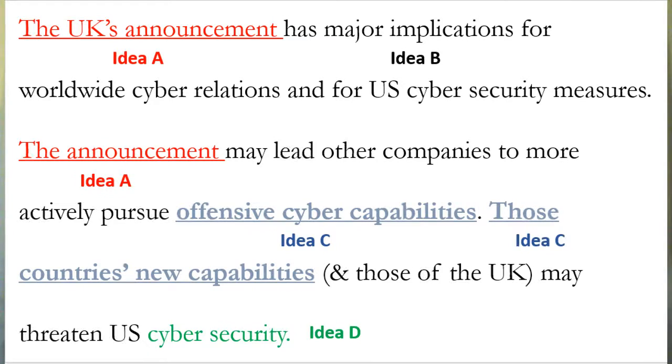So the first idea we have is the UK's announcement. Because the memo this comes from is given the subject line UK announcement, this is old information. This old info is used to start the memo, and then it is also repeated in the beginning of the next sentence, the announcement. Then sentence 2 ends with the idea capabilities, and then capabilities is the idea in the beginning of the third sentence. So the connection between the first two sentences uses that ABAC pattern, where the connection between the second and third sentences uses the ABBC pattern.